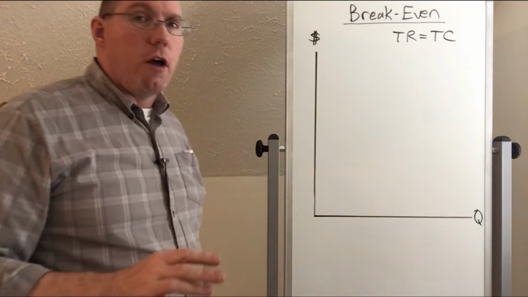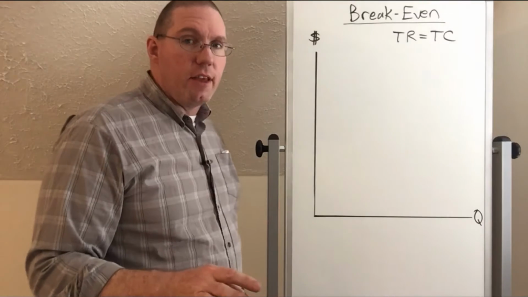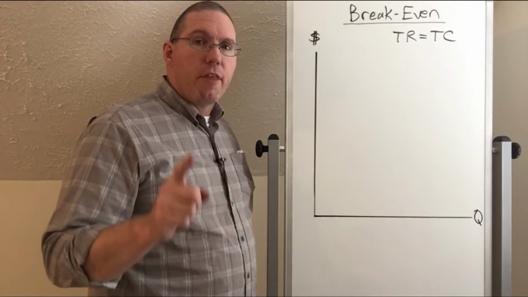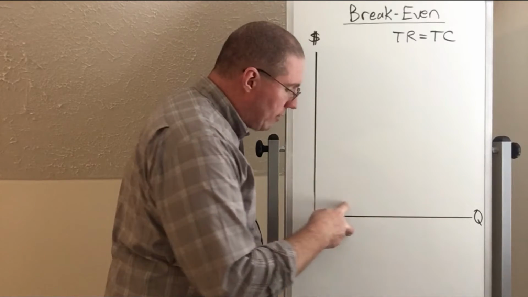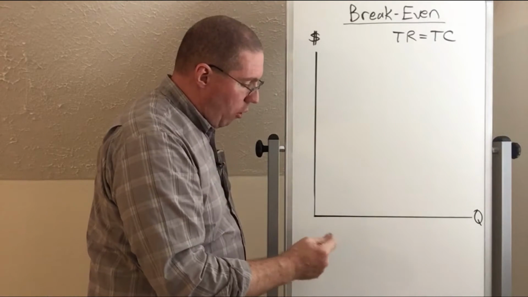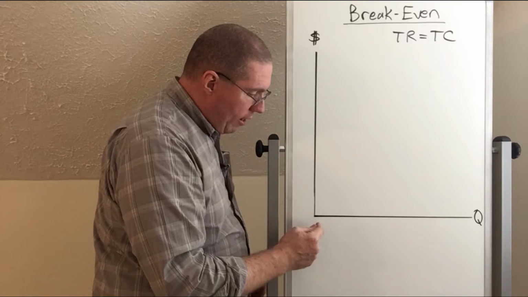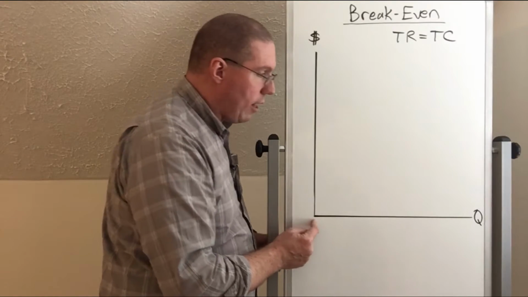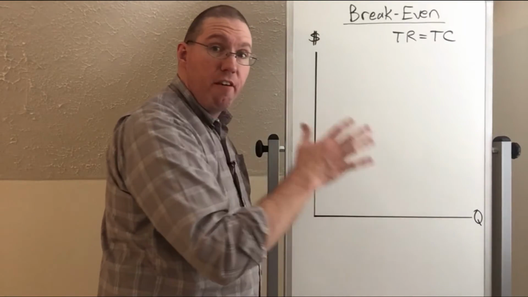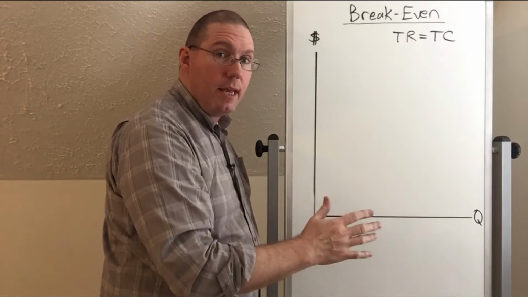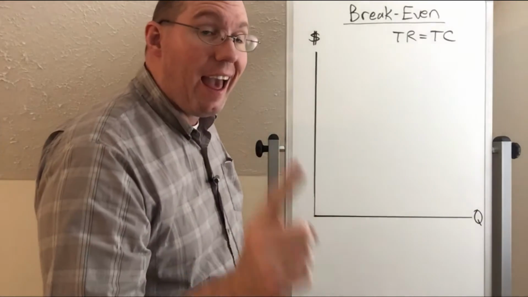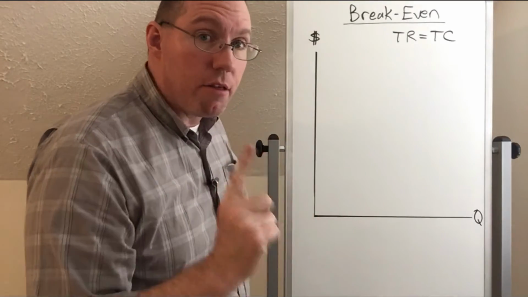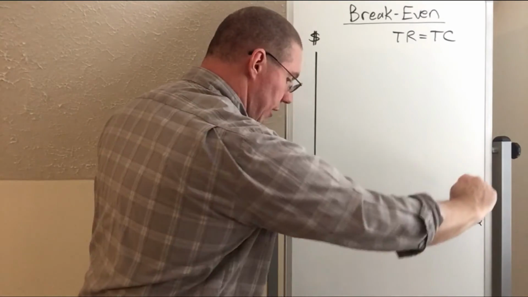Now, the fixed cost curve is interesting. It's different than the other ones because remember that fixed cost does not change as quantity increases. So whether we're at a quantity of 0 or at a quantity of 20,000, fixed cost will be stable. It'll be the same. It'll be constant. And the graph of a constant number is a horizontal line.